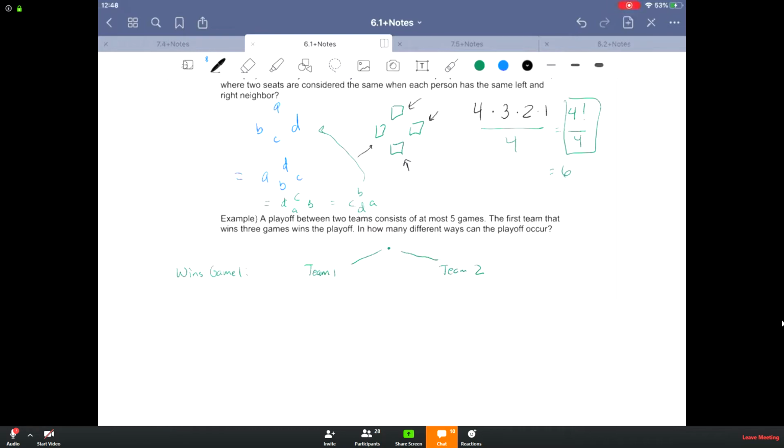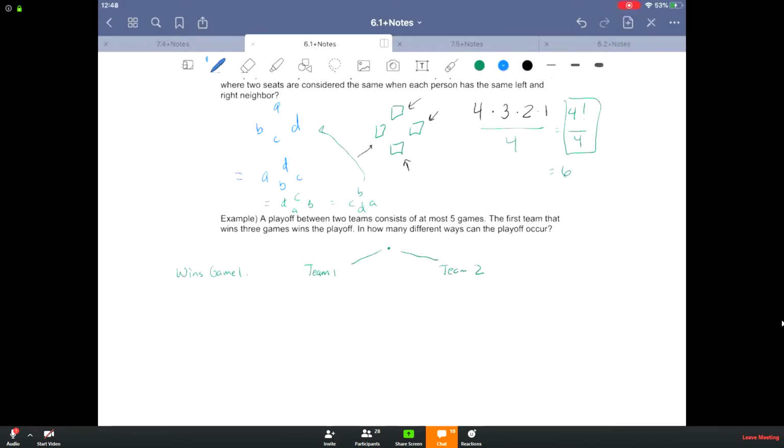All right, so for game one, either team one wins or team two wins. That's going to be the thing for every single game, right? One of the two teams is going to win. Let's just assume no ties. So from this left side here, this is the scenario where team one wins the first game.